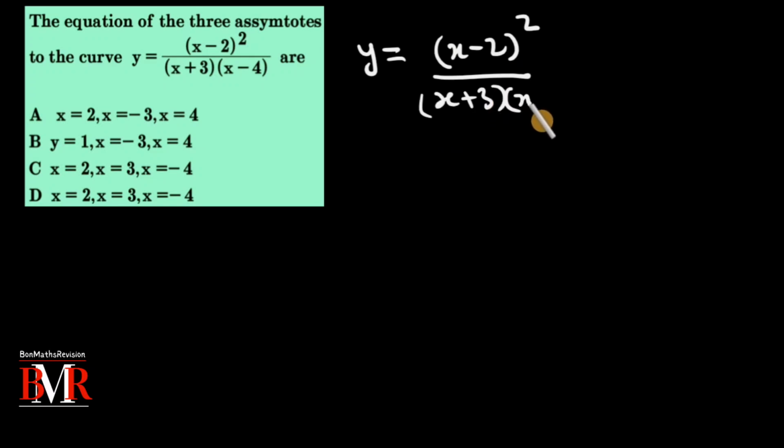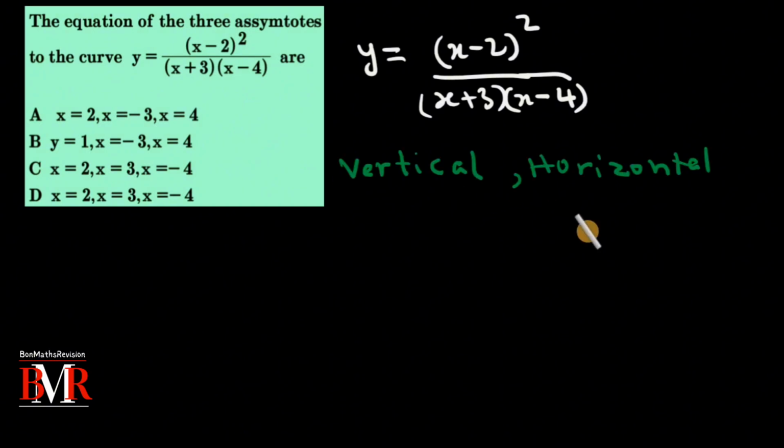The equation of the three asymptotes to the curve y equals (x minus 2) squared all over (x plus 3) into (x minus 4) are a, b, c, or d. A curve of a function can have a vertical asymptote, horizontal asymptote, or oblique asymptote.